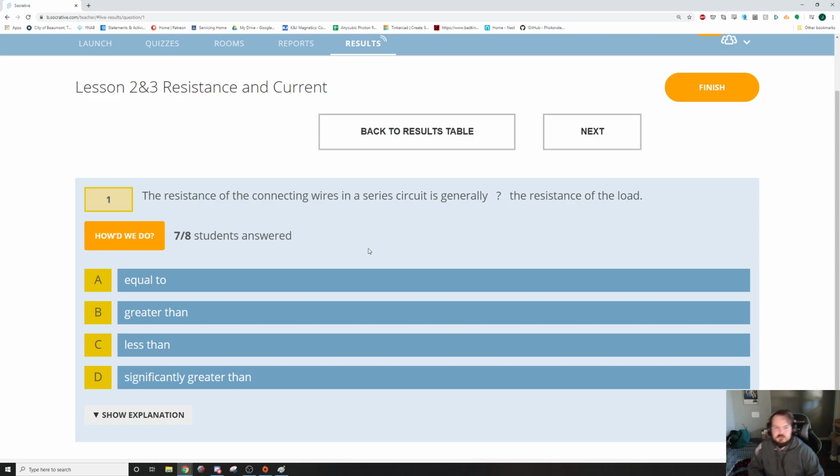So, resistance of the connecting wires in a circuit is generally less than the resistance of the load. That's pretty obvious. A load is going to have much more resistance than a piece of wire going to the load.